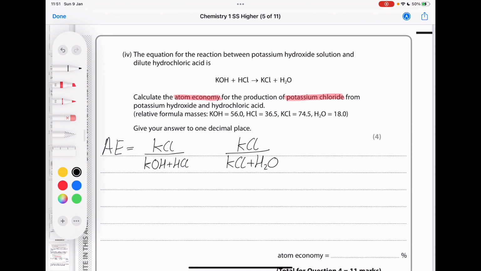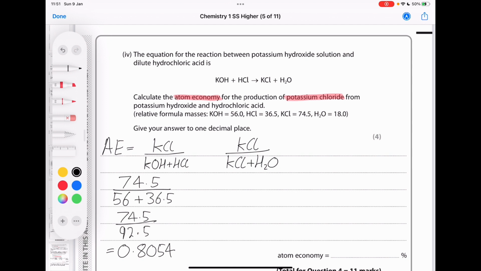So if we take the left side first, potassium chloride, I've been given the relative masses in the question, is 74.5. Potassium hydroxide is 56. And hydrochloric acid is 36.5. And if I put this into a calculator, I get an answer of 74.5 divided by 92.5, which is 0.8054.